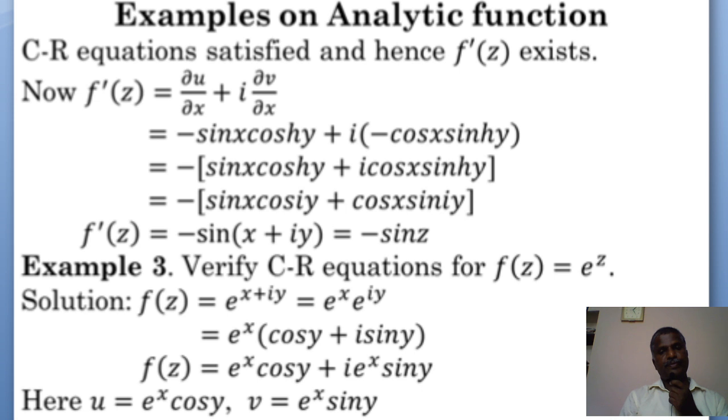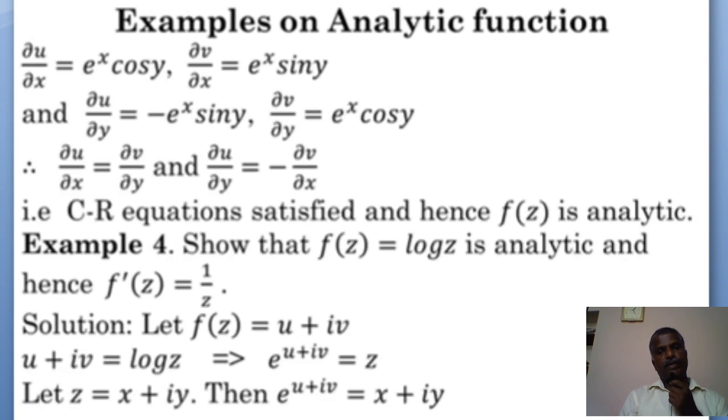So by using this, we can find the derivatives. Dou u by dou x is e power x cos y, dou v by dou x is e power x sin y, dou u by dou y is differentiation with respect to y, cos y is minus sin y, so minus e power x sin y, and dou v by dou y is e power x cos y, differentiation of sin y is cos y. So comparing, we get dou u by dou x is equal to dou v by dou y, and dou u by dou y is minus dou v by dou x. CR equations satisfied, hence f of z is analytic by necessary condition.